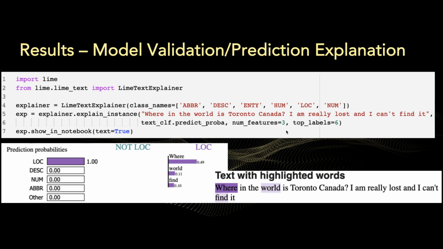In this particular case, we fed it, "Where in the world is Toronto, Canada. I'm really lost and I can't find it." You would note that it predicted with 100% probability that this was a question about a location. And it gave us the feature contributions that contributed to that classification. Where contributed heavily, and world and find were second and third.